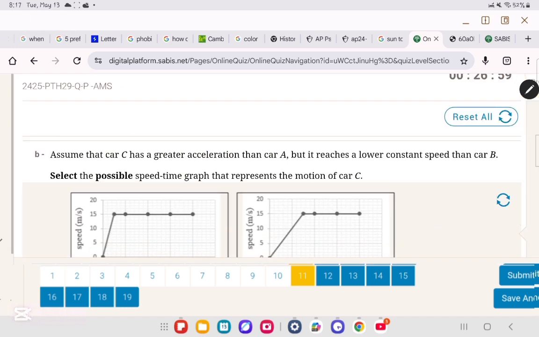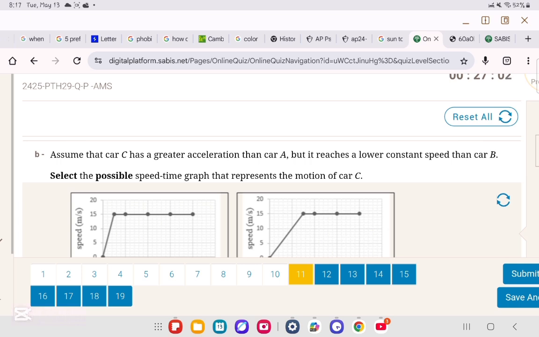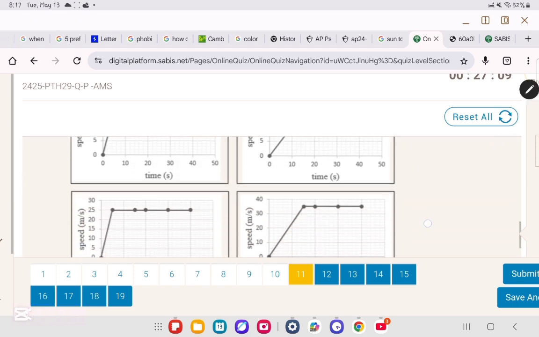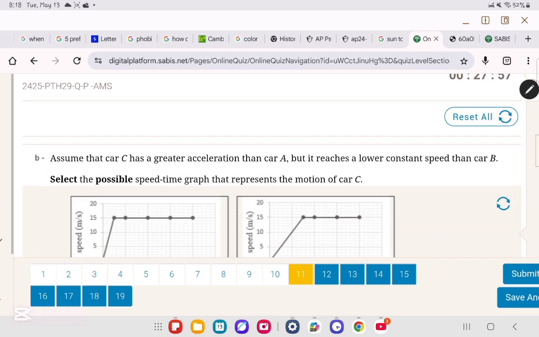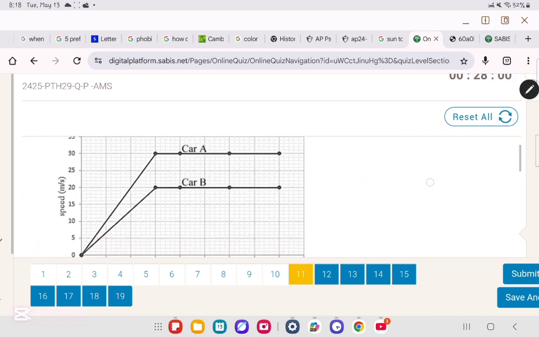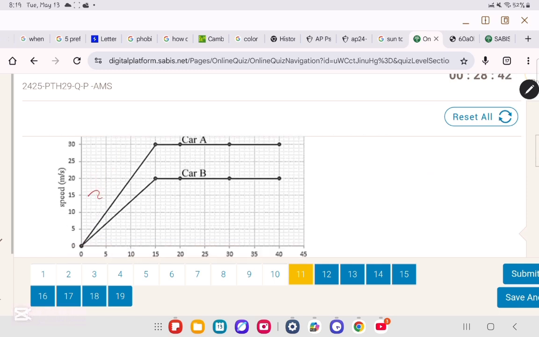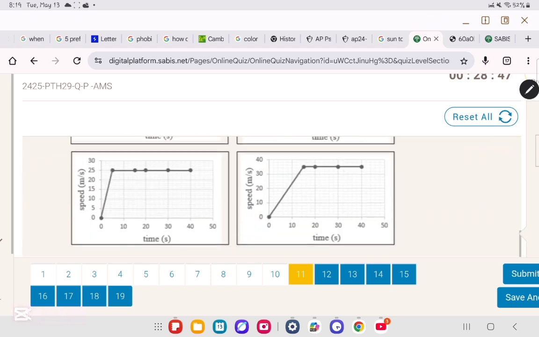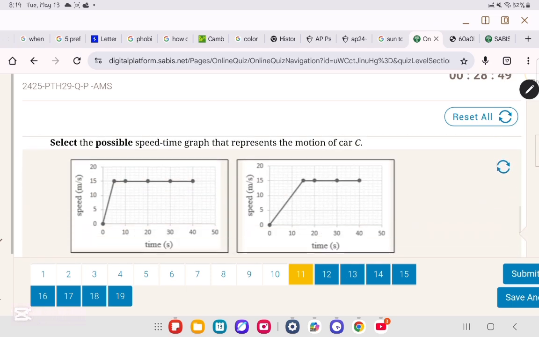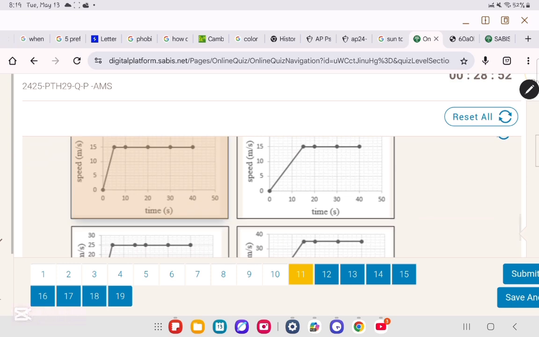meters. Assume that car C has a greater acceleration than car A, but it reaches a lower constant speed than car B. Select the possible speed-time graph that represents the motion of car C. So car C has a greater acceleration than car A. What does it mean? It means it has a steeper slope, but it has to be less than 20 meters per second. So the graph which has a steeper slope and is less than 20 meters per second is the first graph.